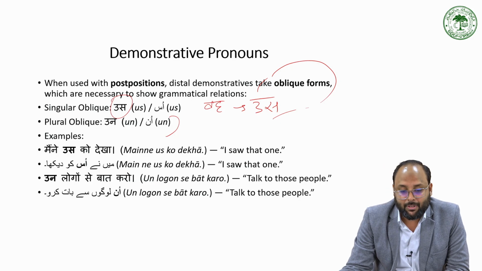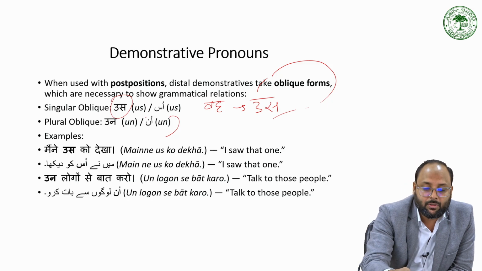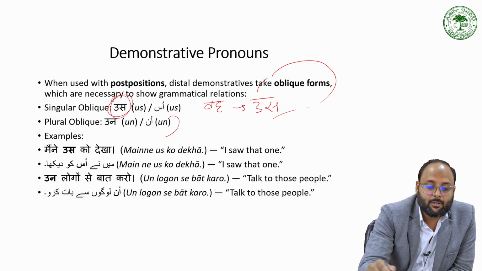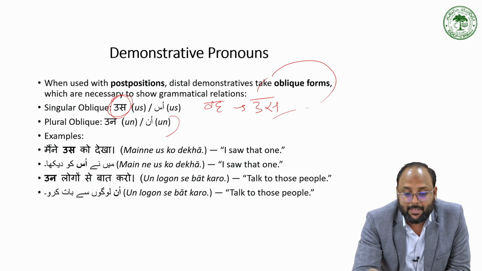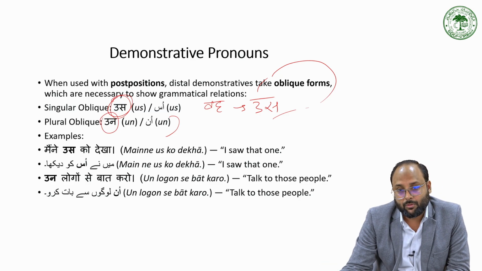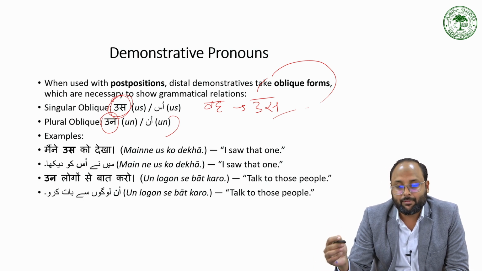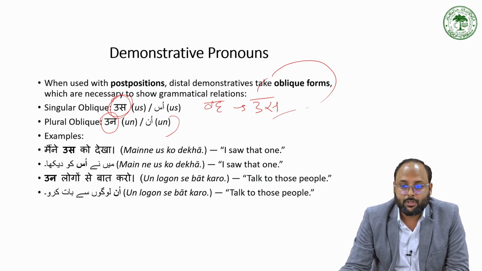So for singular we are using un. So this is us, which is the oblique form of singular, and this is un, which is the oblique form of plural. Like उन लोगों से बात करो. When we say वे लोग बात करने आए, when we are using the postposition after वो, it changes into वे, it changes into उन. उन लोगों से बात करो.